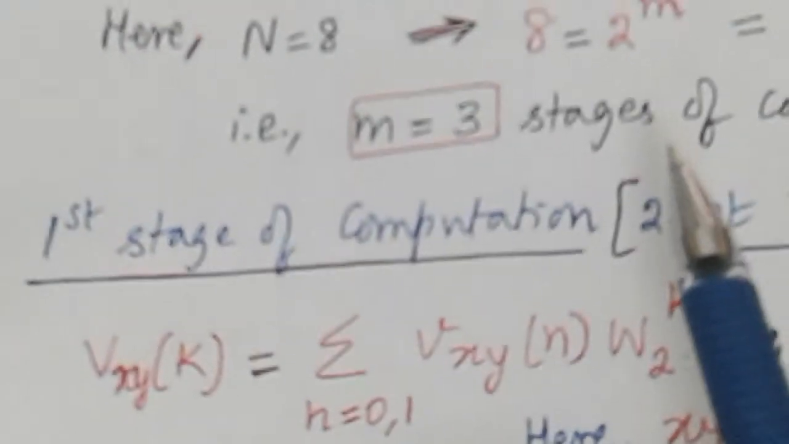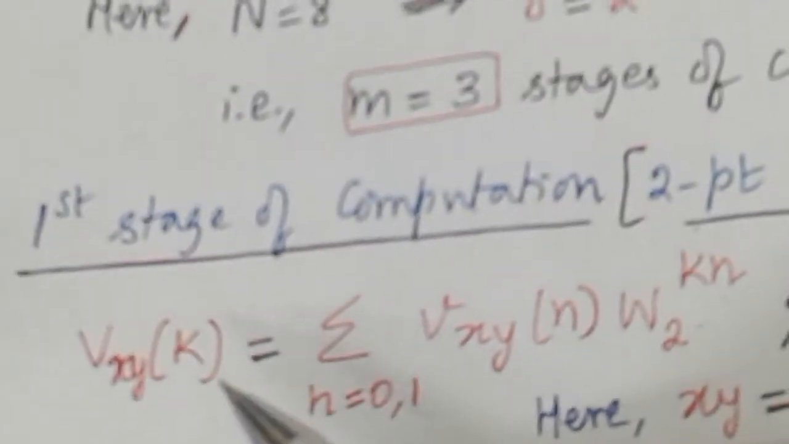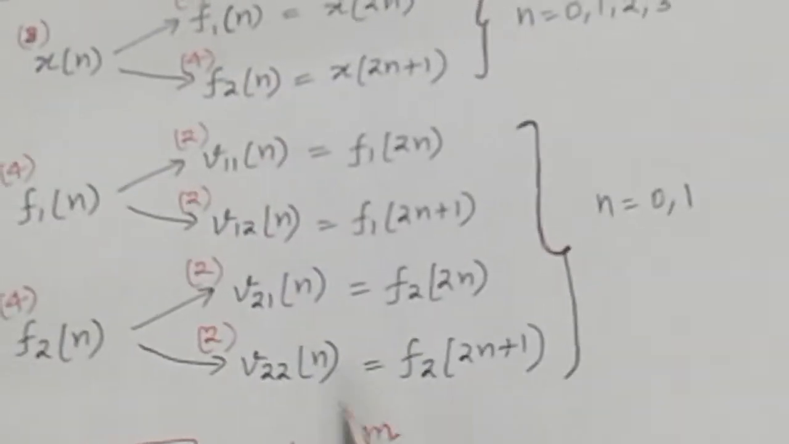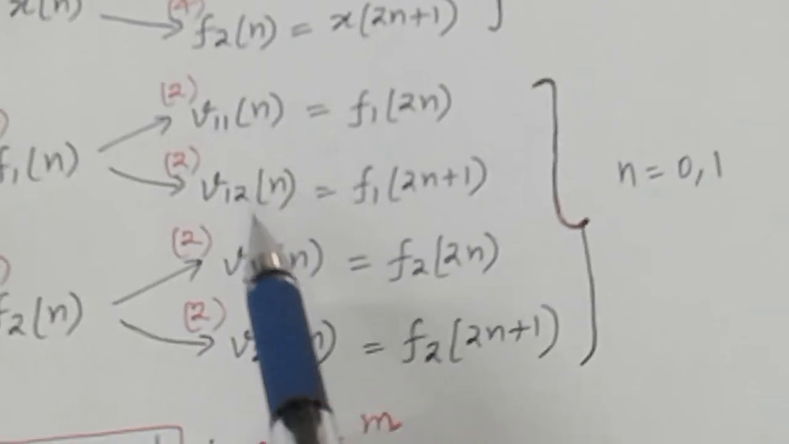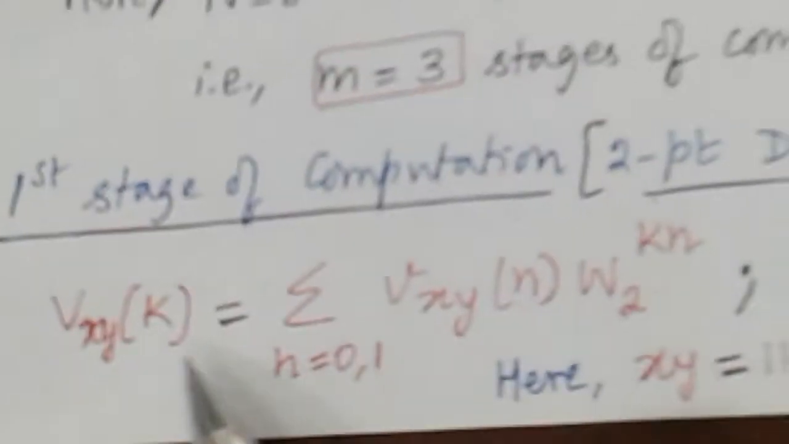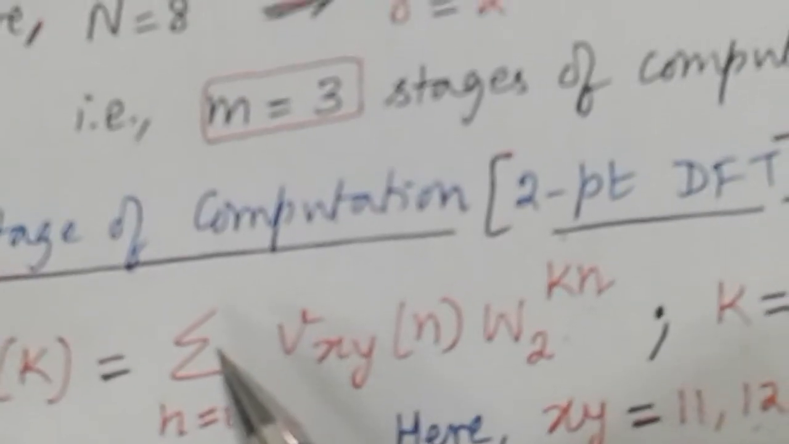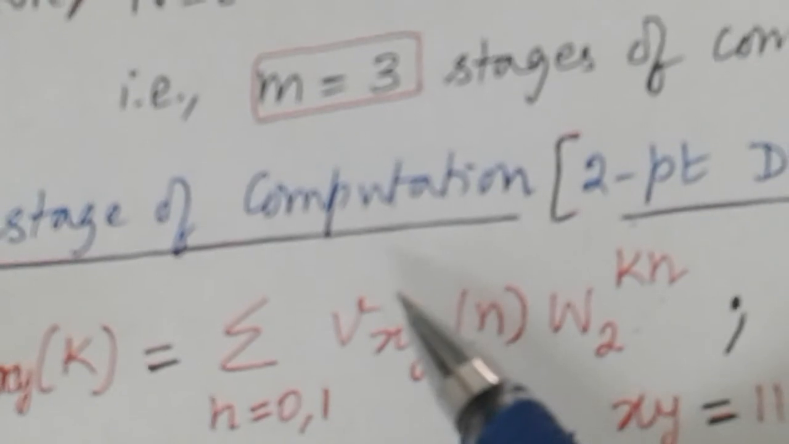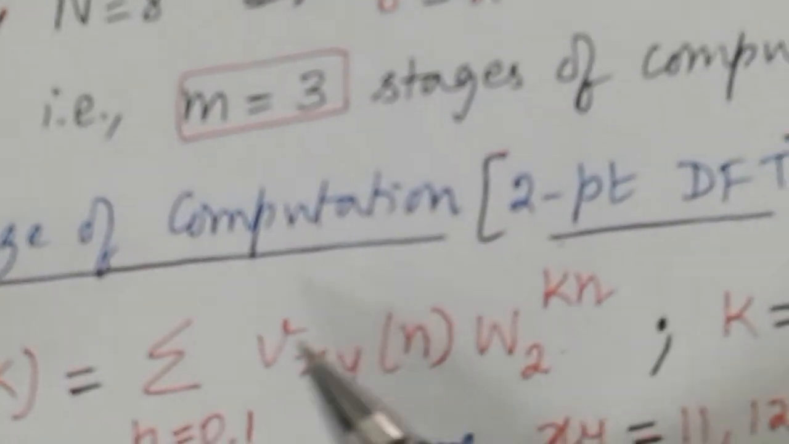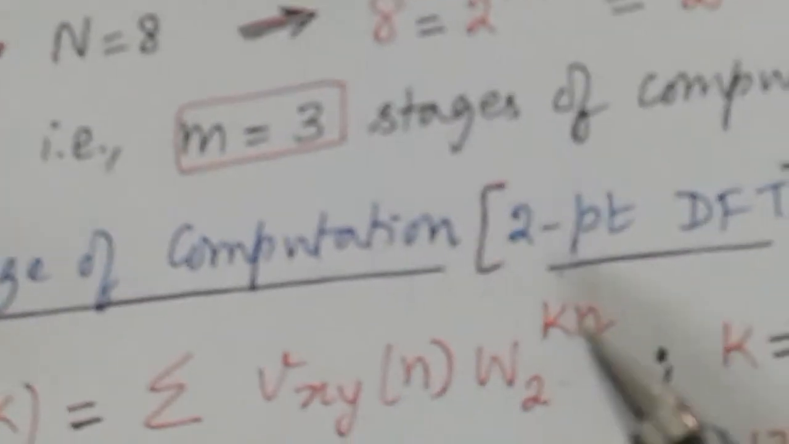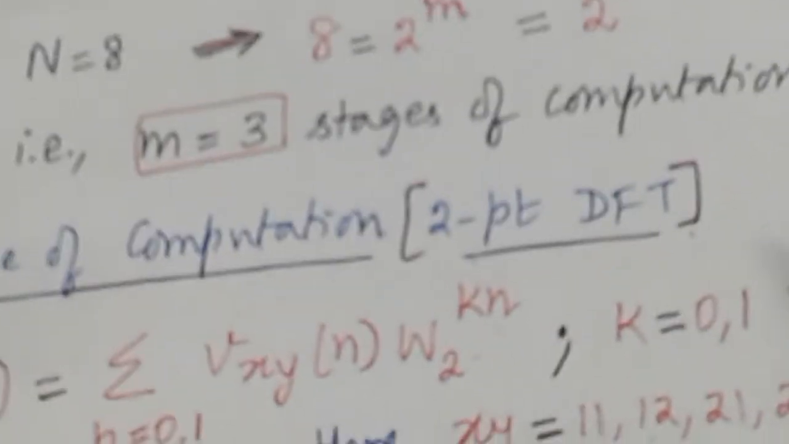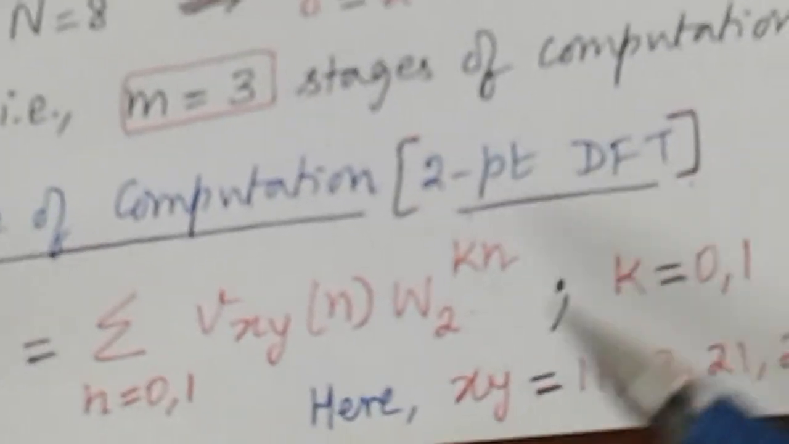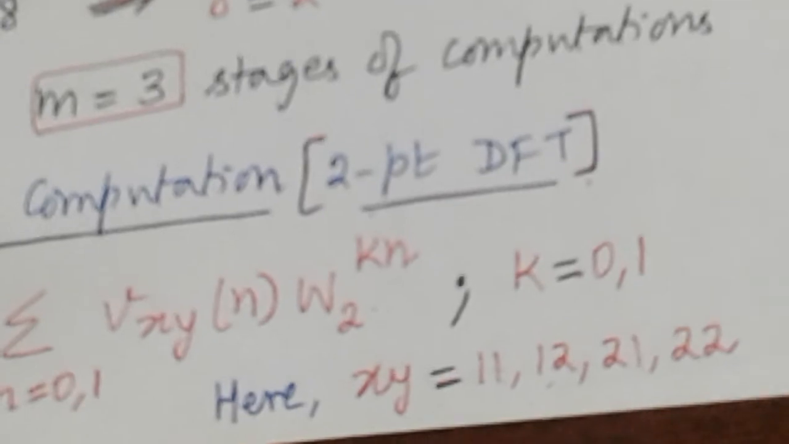So what is the first stage of computation? Vxy of k, the 2 point DFT. xy is 1 1, 1 2, 2 1, 2 2. In general, Vxy of k is sigma n equal to 0 to 1, vxy of n, W2 power kn, where k is equal to 0 and 1, because it is a 2 point DFT. Here xy is equal to 1 1, 1 2, 2 1 and 2 2.